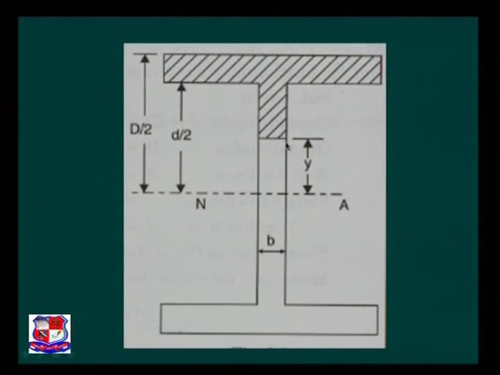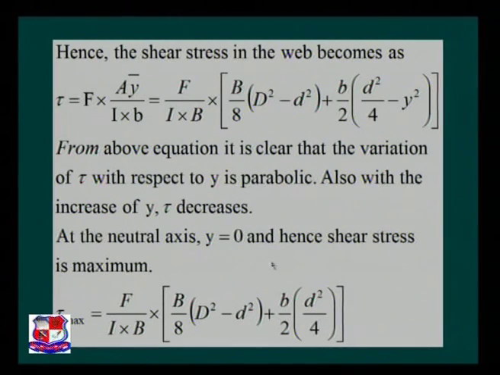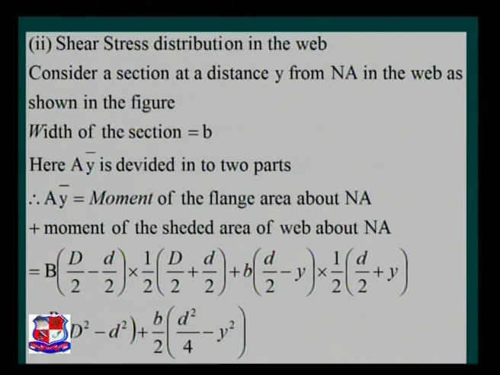Layer is nothing but the width of the web, that is the small b. So if you proceed further, the width of the section is the small b. Here AY bar is divided into two parts.